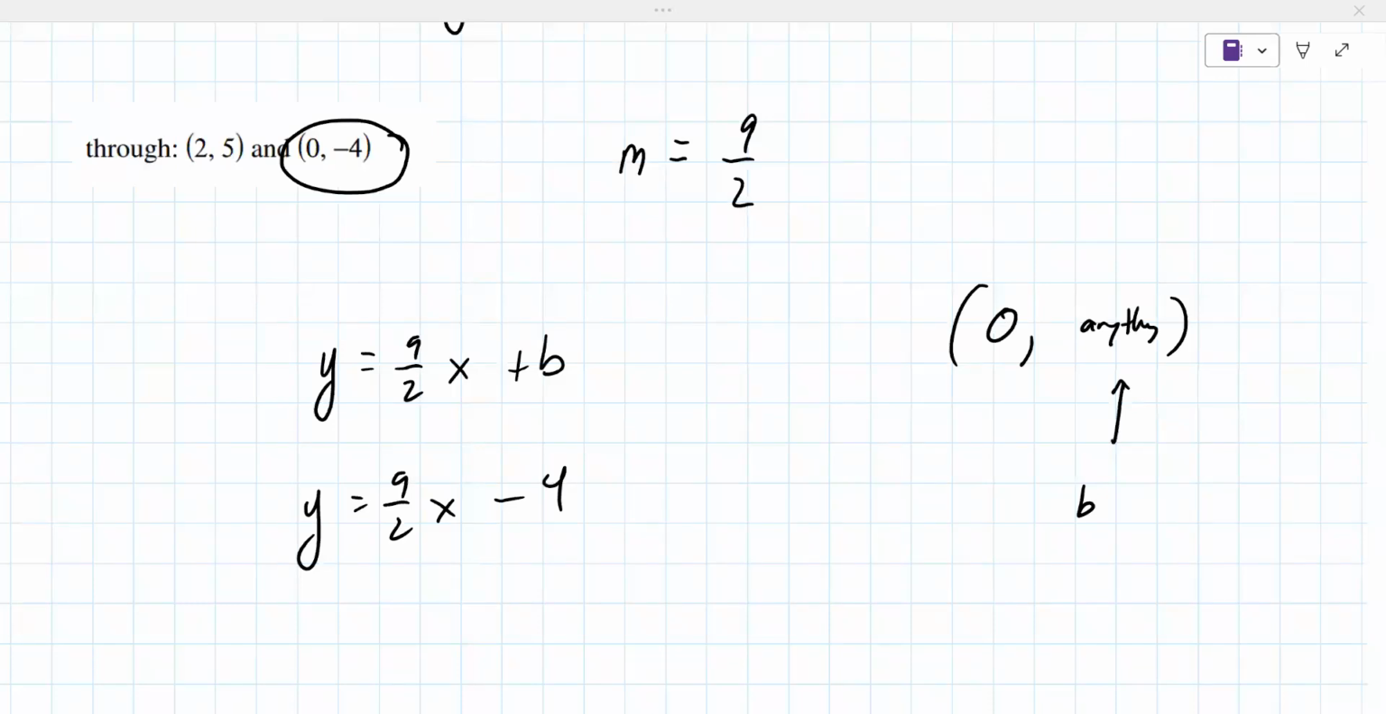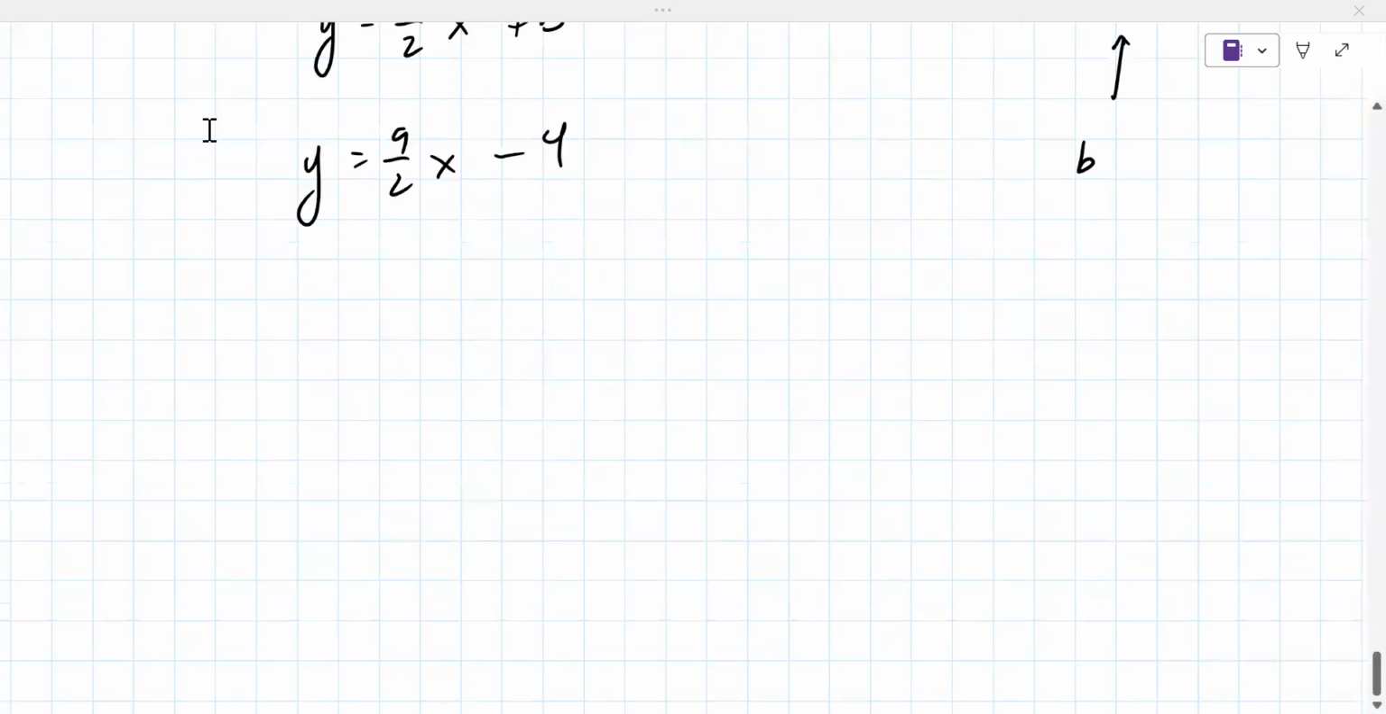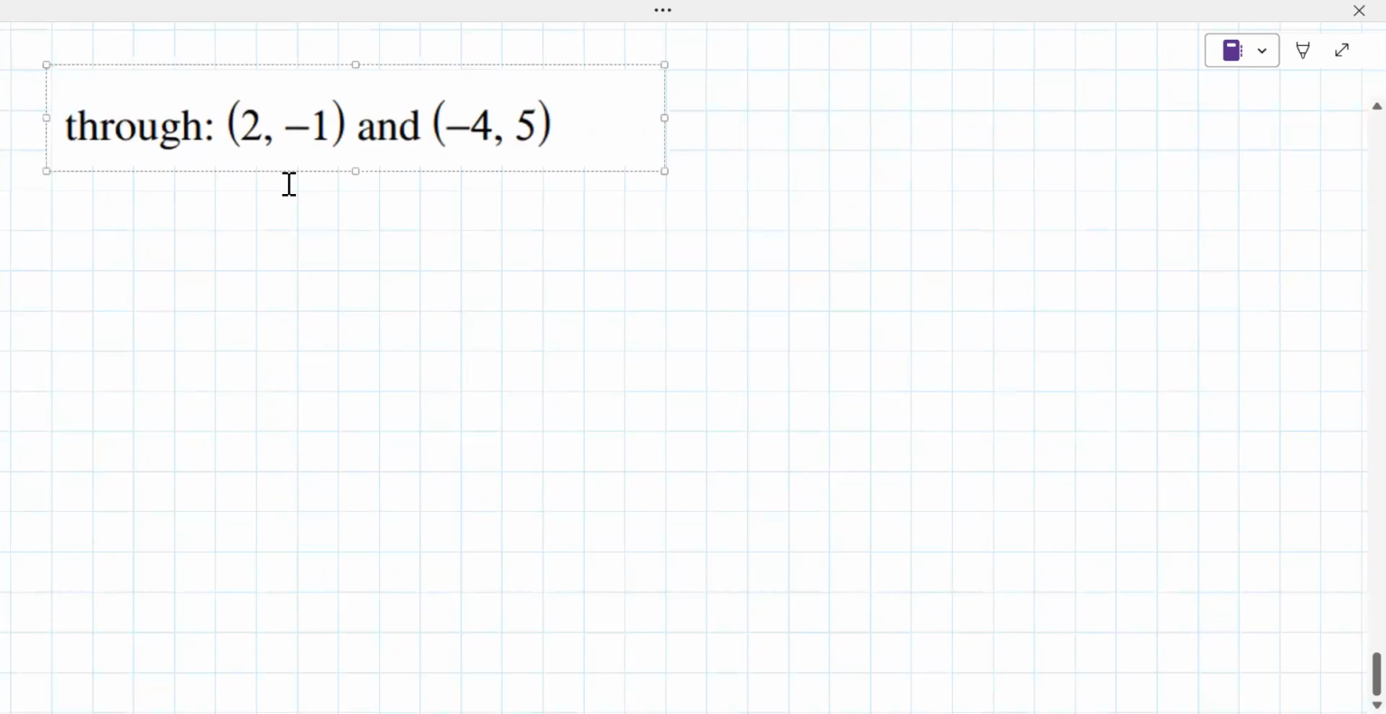All right, let's do another one here, and then maybe we'll switch to something else for the last few minutes. But one more of these where you find the slope, the b value, and then you put it all together.